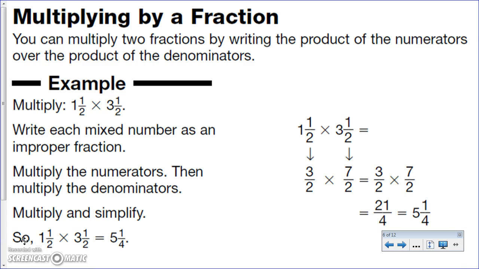Then you multiply the numerators. 3 times 7 is 21. Multiply the denominators. 2 times 2 is 4. So you get 21/4, and then we simplify. So 21/4 becomes 5 1/4.